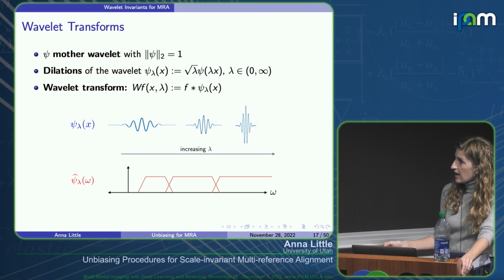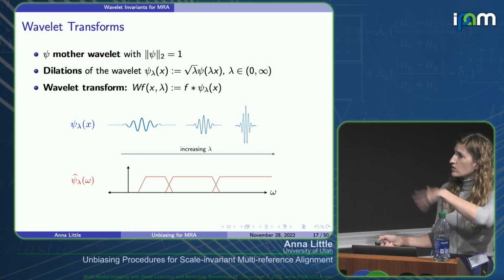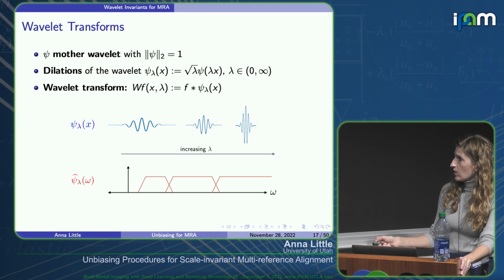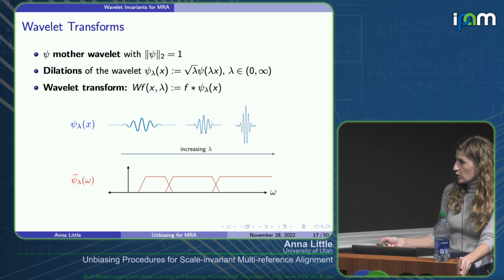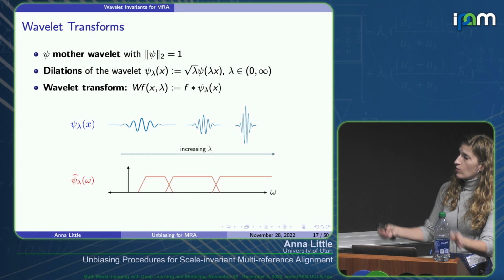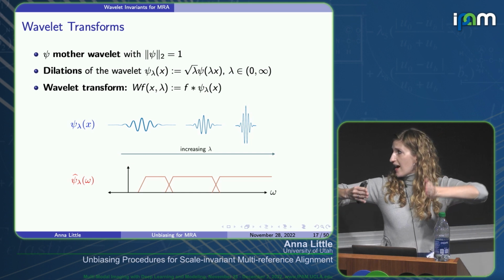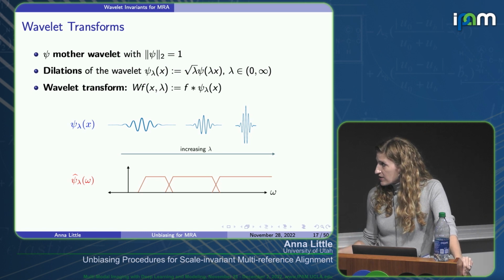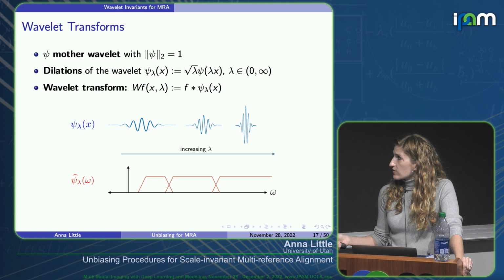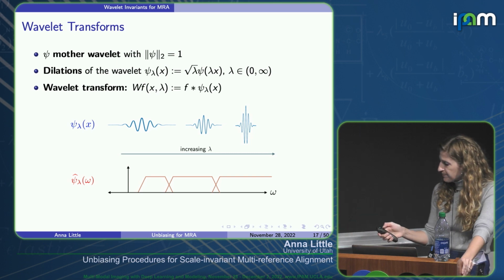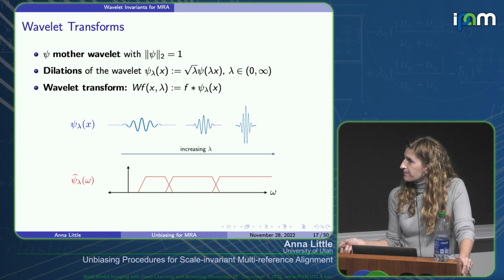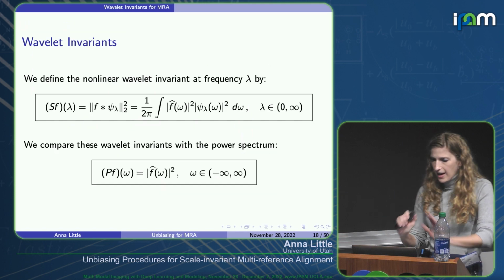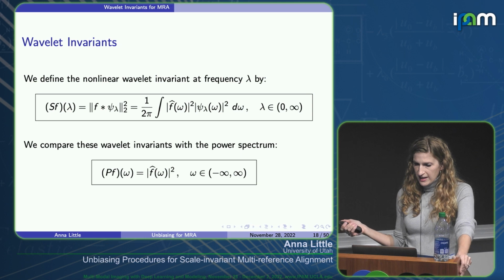So as you increase lambda, what happens? Your wavelet oscillates more and more rapidly. If you look at it in the frequency domain, what's happening is the support of that function is shifting higher and higher into the high frequencies. And then you define a wavelet transform W by taking, so the wavelet transform acting on signal F is F convolved with psi lambda.